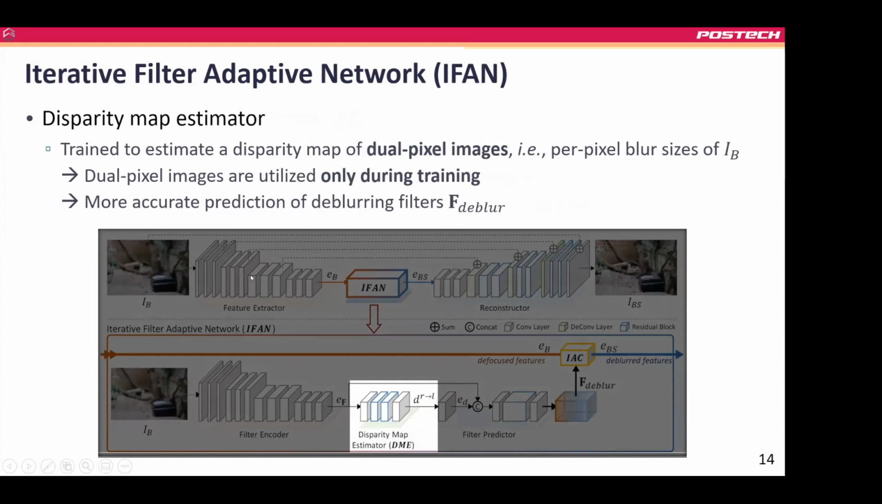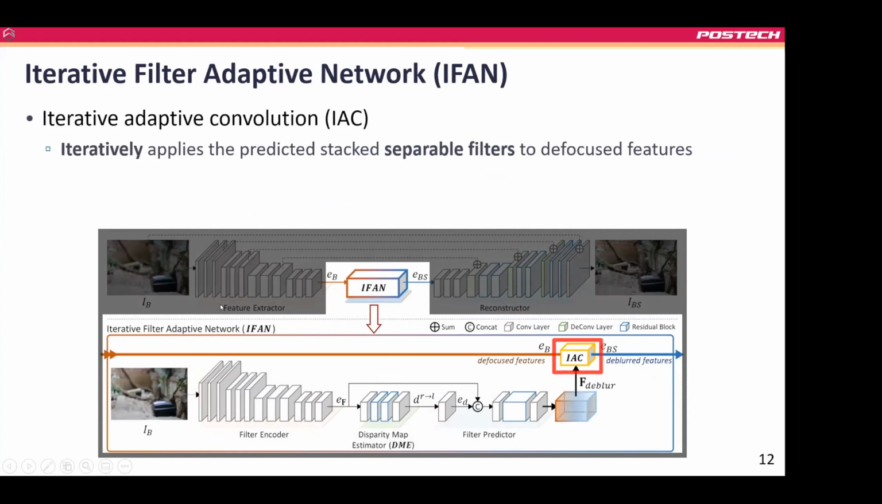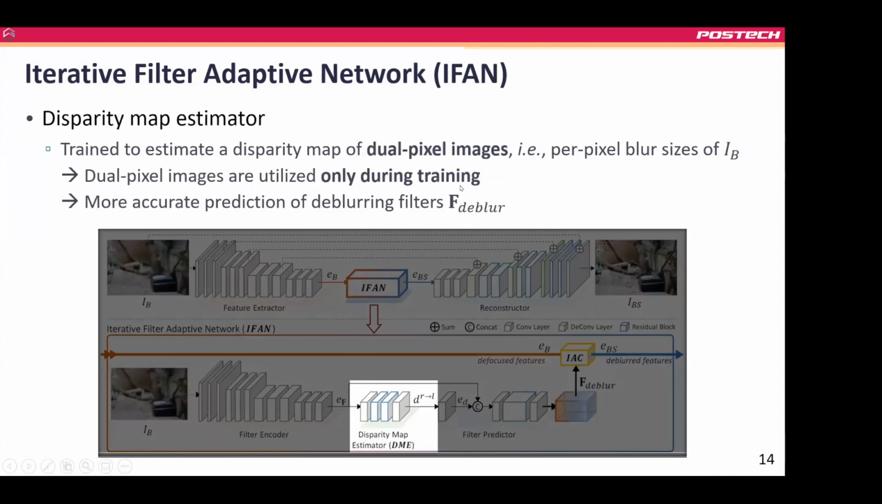Basically, that was the idea. Here we encode a feature, and we have this IFAN module to predict this iterative separable filter. And then we also have some other components in the network training.